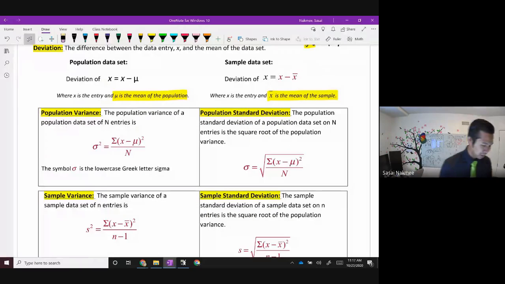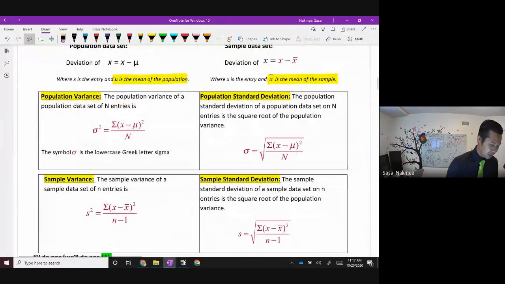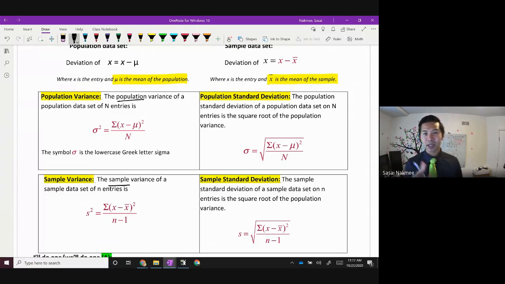Okay, you need to know what the symbols represent. So when you're calculating variance and standard deviation, these are the symbols that we use. And it depends on if you're looking at the population or the sample. Remember that in chapter 1, we had to tell the difference between population and sample? It doesn't go away. You still need to know whether what you're dealing with is a population or just a sample.